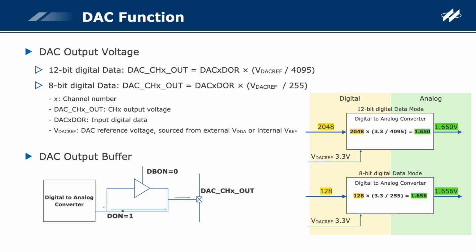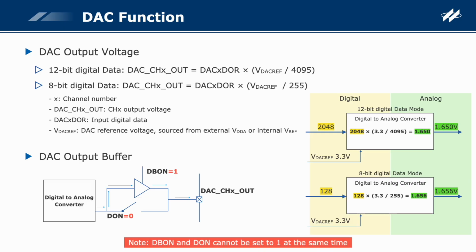to the lower resolution. The DAC output buffer is disabled by default, as shown below, DON is 1 and DBON is 0. If we need to enhance the driving capability of analog signals, we can enable the output buffer. The first step. Set DON to 0. Set DBON to 1. It is noted that DON and DBON cannot be set at the same time.